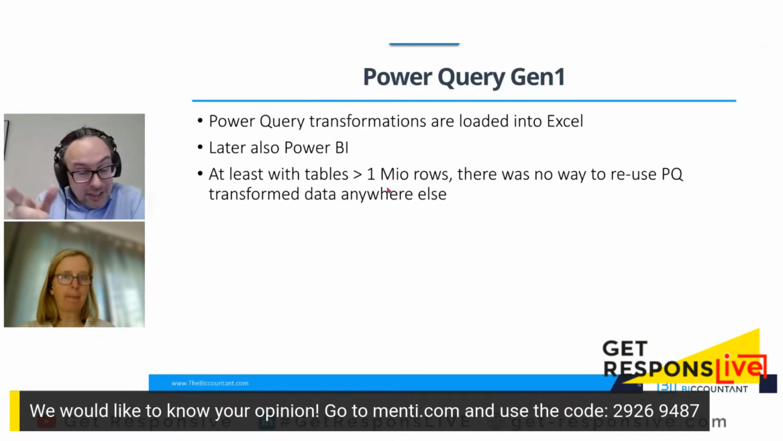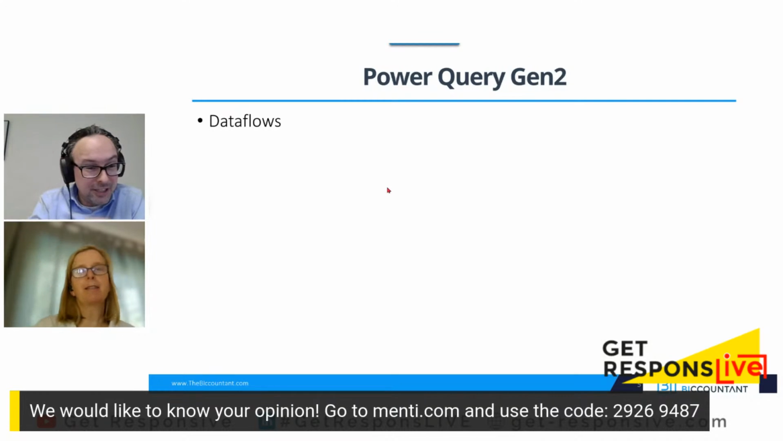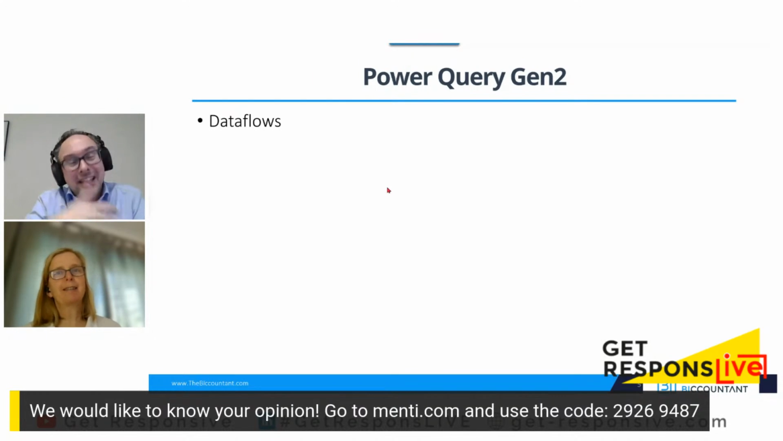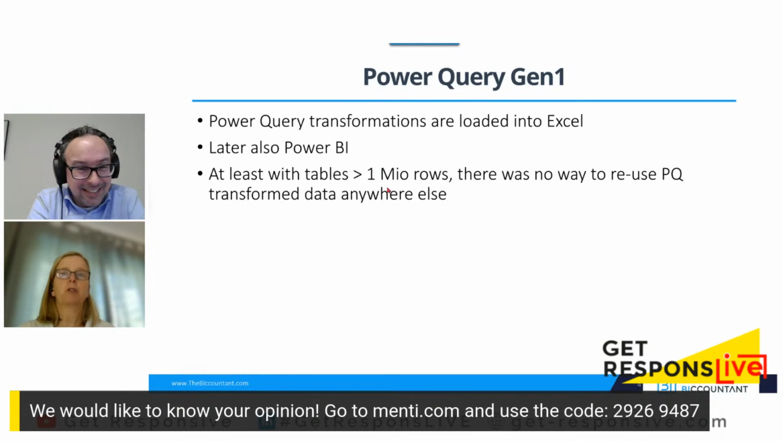But Gen 2, that's not the Gen 2 that's in Fabric, right? Because there's also a Gen 2 in Fabric. No, this is the dataflow. That will be Gen 3. That's Gen 3. All right. Sorry to interrupt. I mean, that's not an official naming, but this is how I see the Power Query generations.